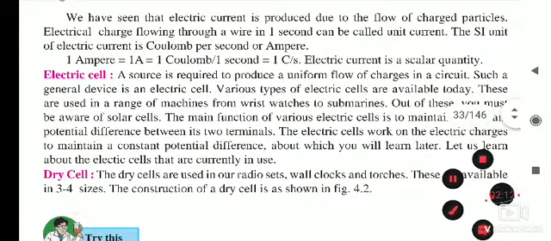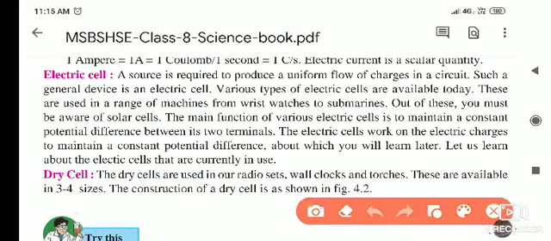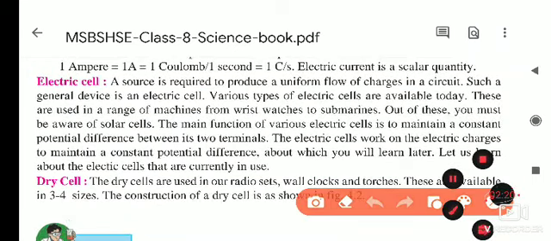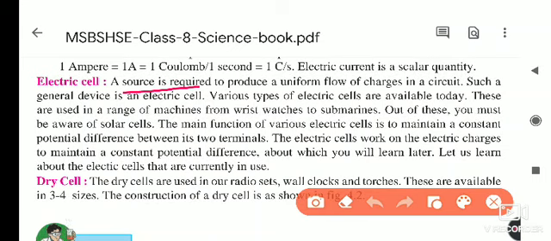In the electric cell section, the information given is that a source is required to produce a uniform flow of charge in a current. Just now we saw electrostatic potential: when there are high and low charges, only then is the flow of electric current possible. So for that, they told us a source is required for uniform flow of charges. A device used to produce a uniform flow of charges in a circuit is called an electrical cell. This is the definition of the electric cell.